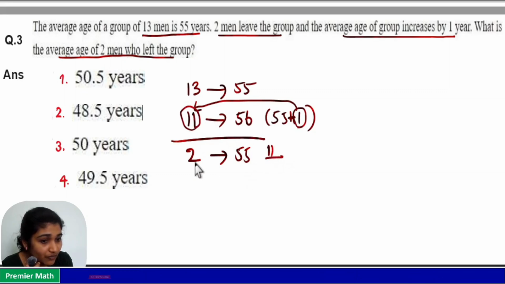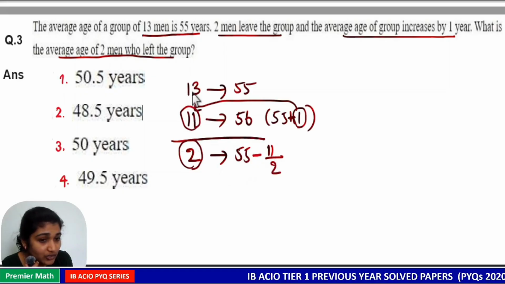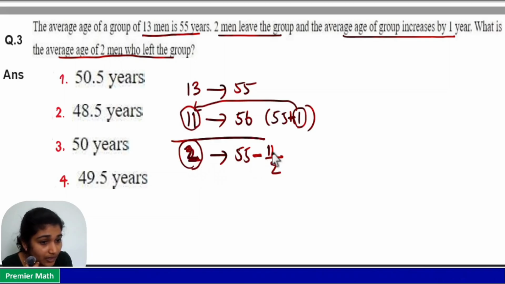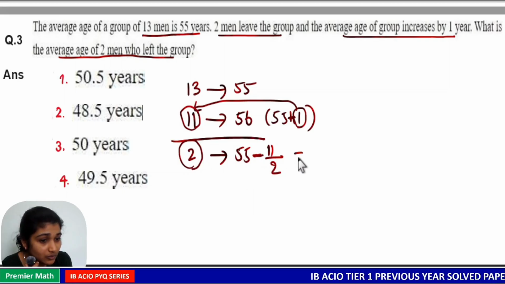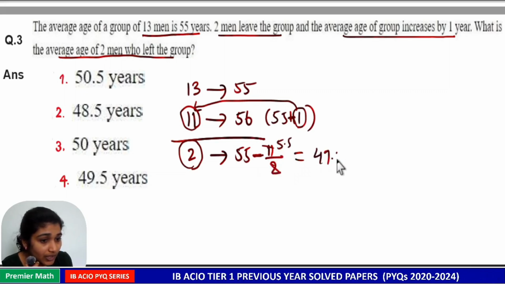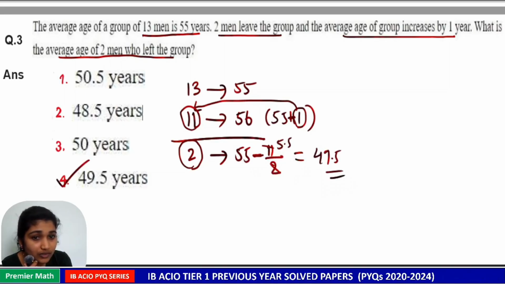Now this extra sum we should distribute to the 2 people. And here we have to subtract this distribution from the common average, because we are not taking the total average of 13 people. We are taking the average of 2 people. That is, 13 minus 11 is equal to 2. If we were taking the total average of 13 people, you would have to add this distribution, but here you have to subtract this distribution. So this is equal to 55 minus 5.5, which is 49.5. Option 4 is your answer.